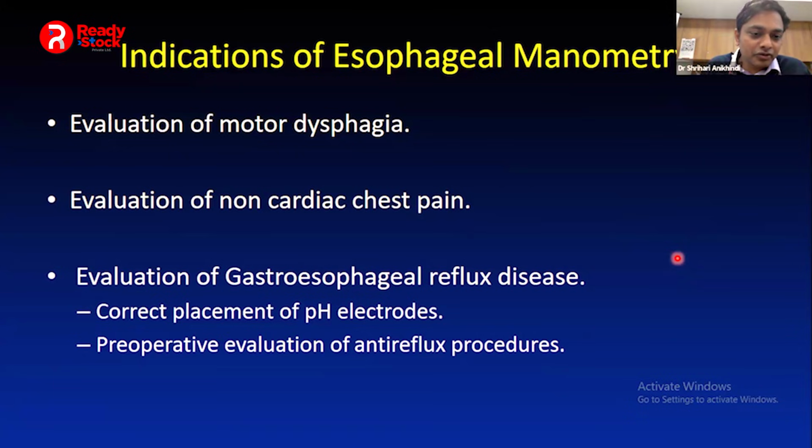Two indications here. One is for placement of the pH electrodes. So whenever you're doing a 24-hour pH study, to evaluate where you have to place those electrodes, a manometry is a must. You can't depend on the endoscopy. Why you can't? I'll come to that. Why you can't depend on the fluoroscopy? I'll come to that. And also for pre-operative evaluation of an anti-reflux procedure. So if you have a patient with GERD where you are planning to do an interventional therapy, a manometry is essential. Okay, so why? I'll again come to that.